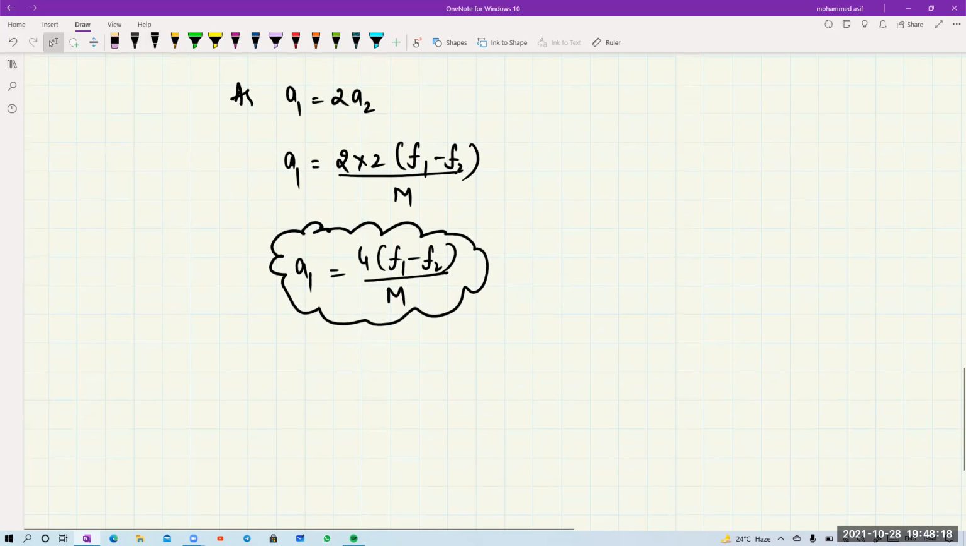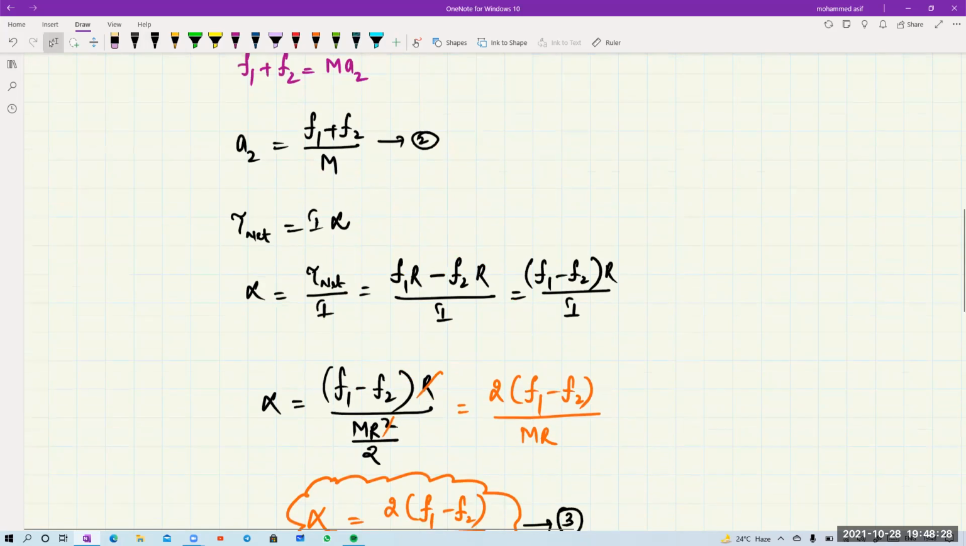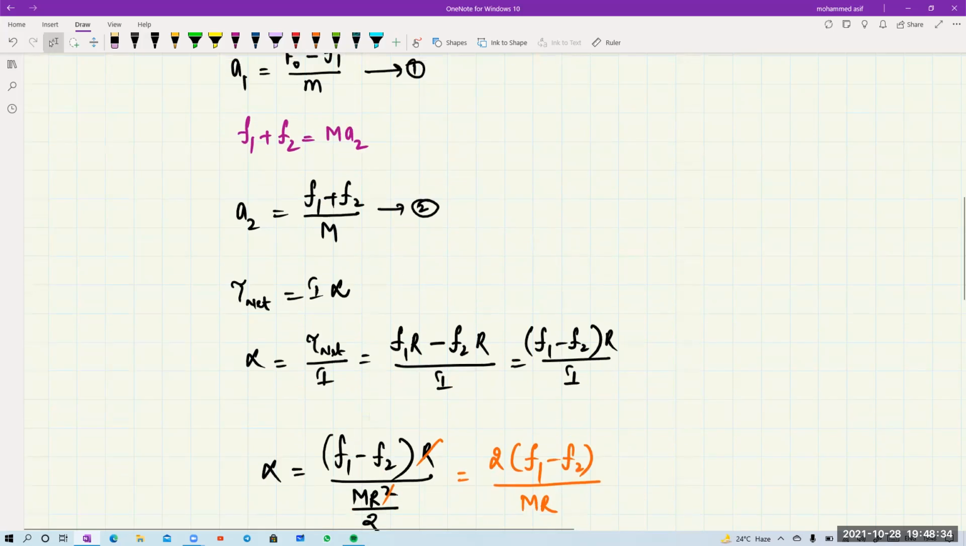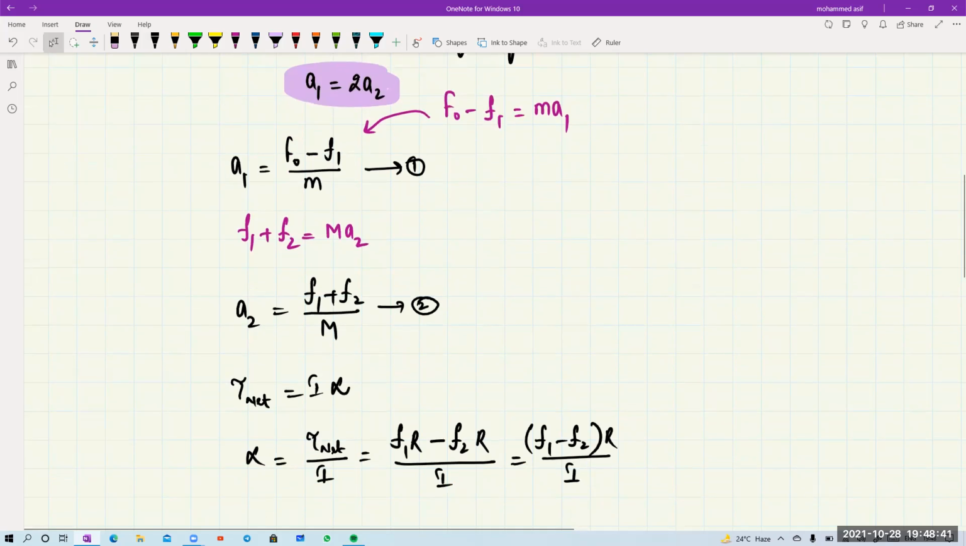Now, but frictions are not given for me. So I can write that in terms of what, beta? In terms of your applied force. So I can use this relation for A1 in any of these equations, beta. A2 is equal to (F1 plus F2) divided by capital M. Where is your F0? So A1 is equal to (F0 minus F1) divided by M, and A2 is equal to (F1 plus F2) divided by capital M. So individually you can calculate the accelerations from these given conditions.